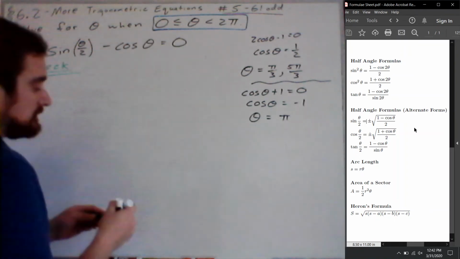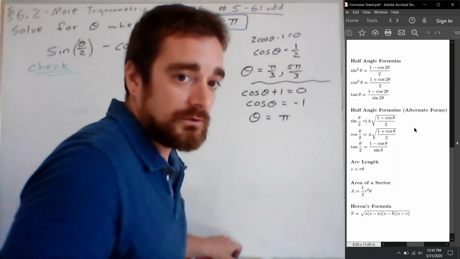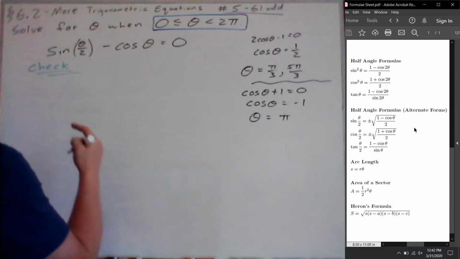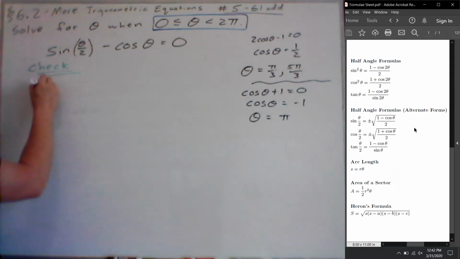And again, we haven't had to do this before because we haven't had to square both sides. We haven't had to mess with that, so we haven't really needed to check. Now we definitely have to check. So let's go back and check theta equals pi over 3.